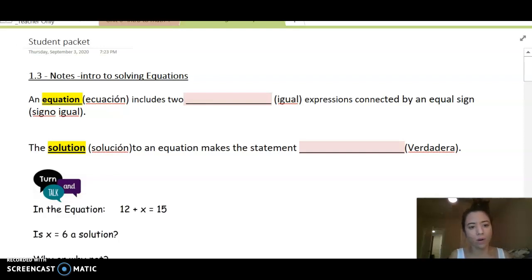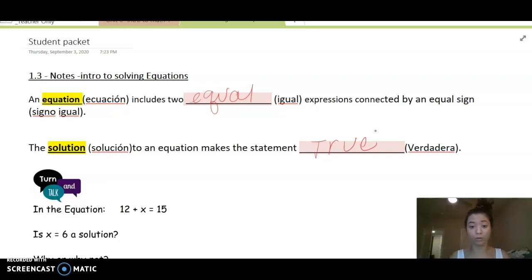An equation includes two equal expressions that are connected by an equal sign. And the solution to an equation makes the statement true. So again, an equation includes two equal expressions and they're connected by an equal sign. And the solution to an equation means the answer.